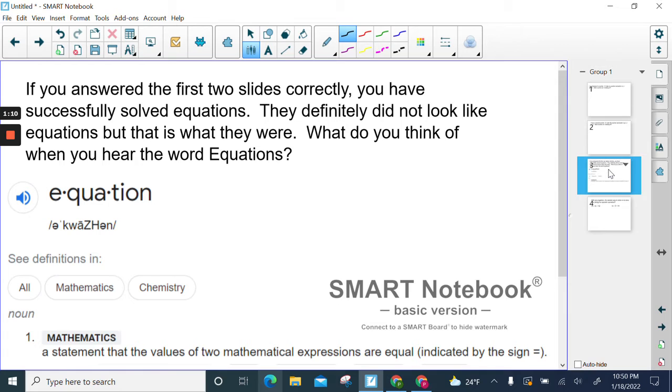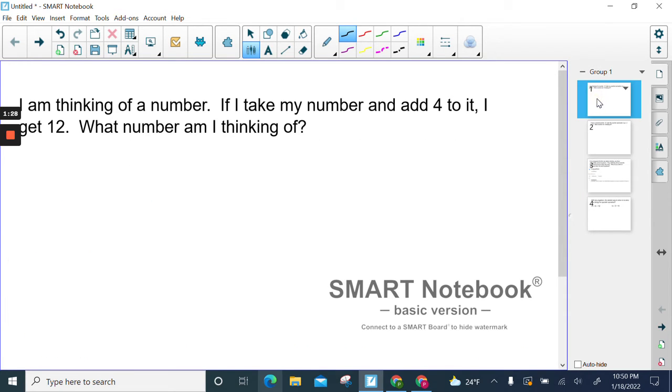According to Google, an equation is a statement that the values of 2 mathematical expressions are equal, and we show that with an equal sign. And that's what we had in our first 2 examples right there. Let's go back and take a quick look at these 2 examples, and I'll show you what I mean.